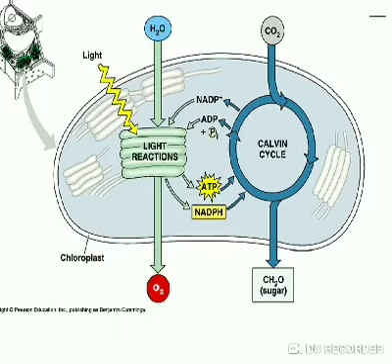There are two parts of photosynthesis. The first is the light reaction, which takes place in the thylakoid of the chloroplast. The second part is the Calvin cycle, which takes place in the stroma of the chloroplast.